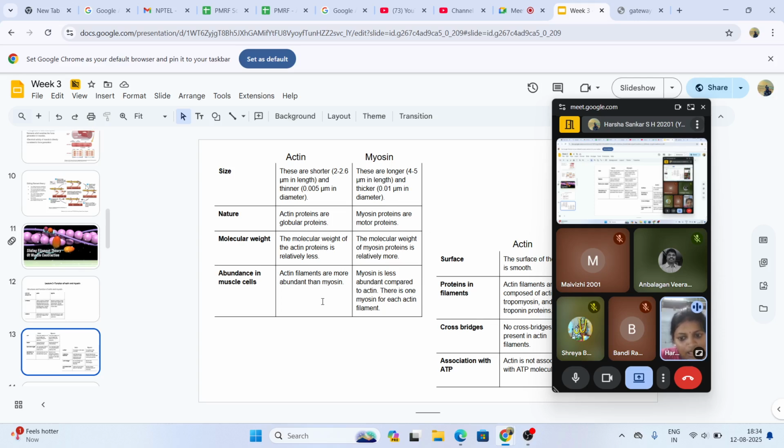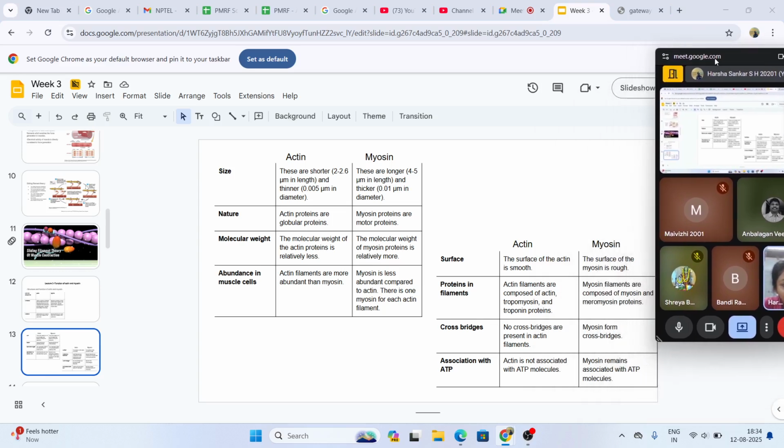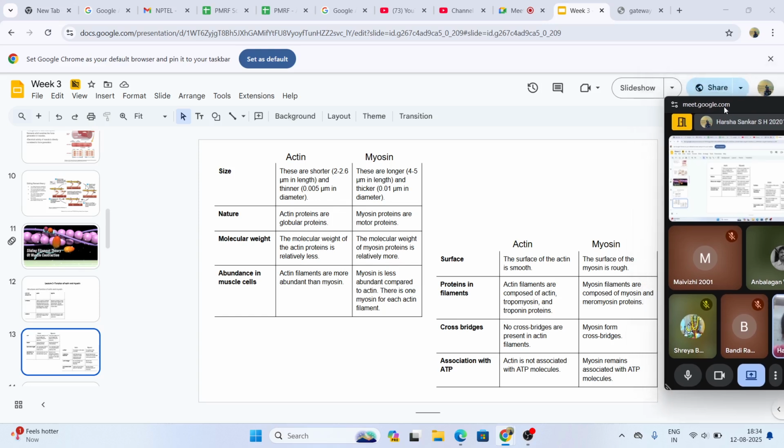Actin filaments are more abundant than myosin. As we already discussed, actin is the most abundant protein in eukaryotes. Myosin is less abundant compared to actin. There is one myosin for each actin filament. Now, the surface of the actin is smooth, and the surface of the myosin is rough.